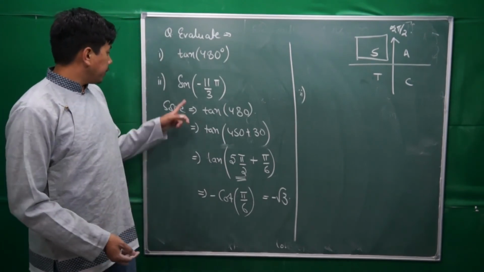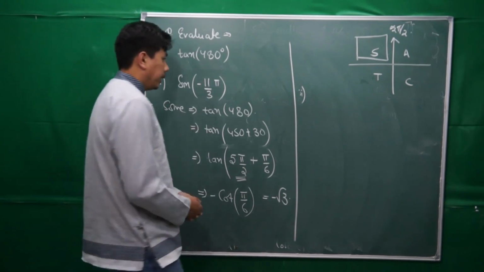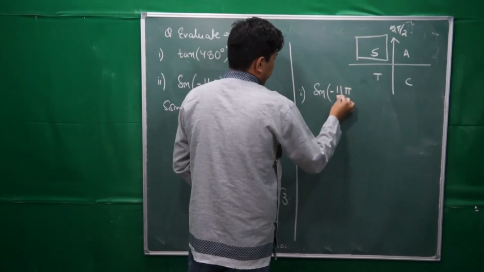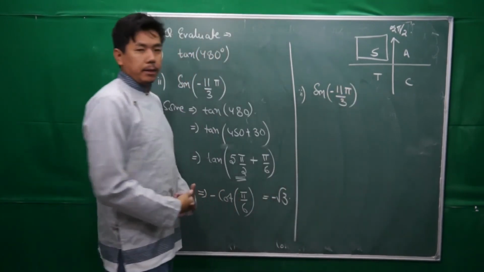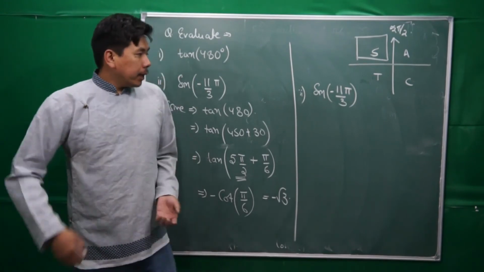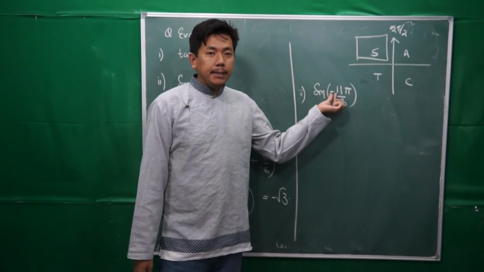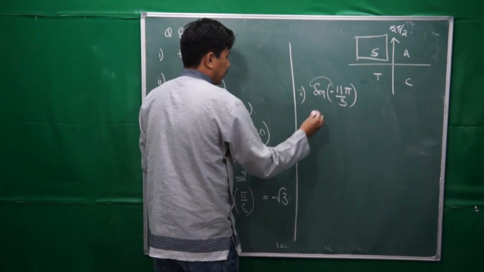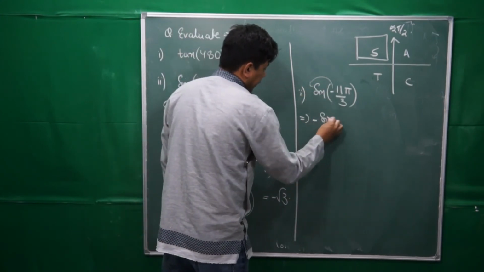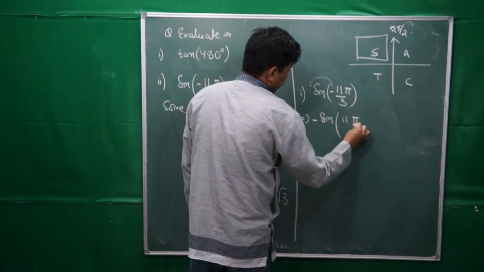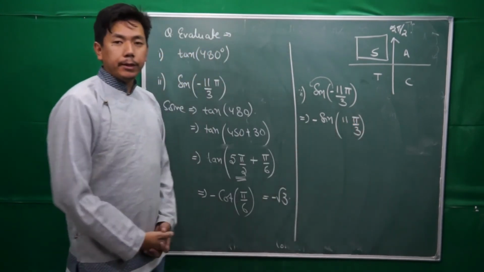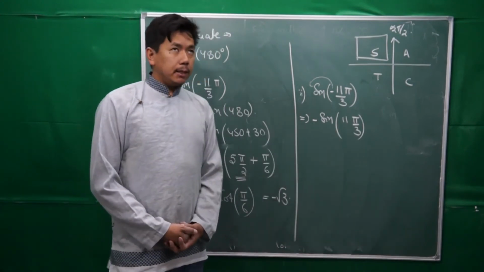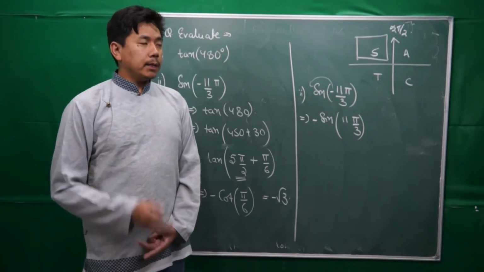Now for the second part, we have sine of minus 11 pi by 3. So before beginning, we knew that if the angle is negative, what happens in the sine case? The minus comes out, so it is minus sine 11 pi by 3. Now pi by 3 means 60 degrees. 11 pi by 3 means 660 degrees. So how do we separate this 660 degrees?